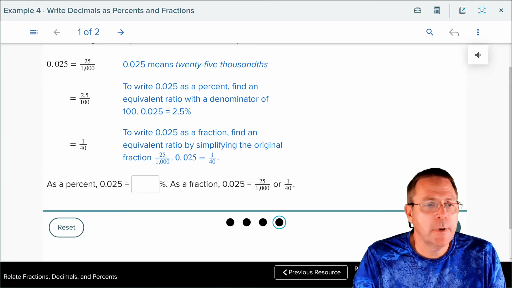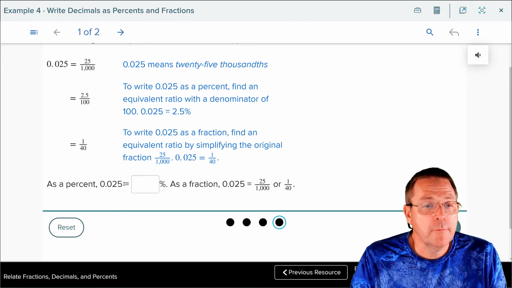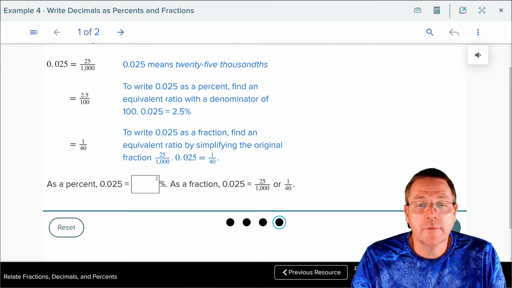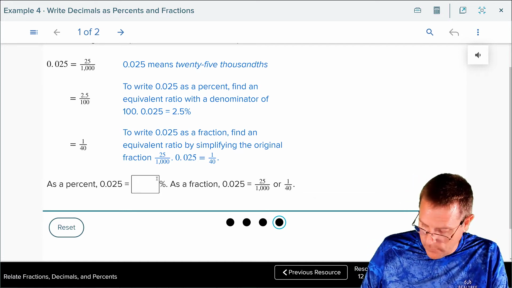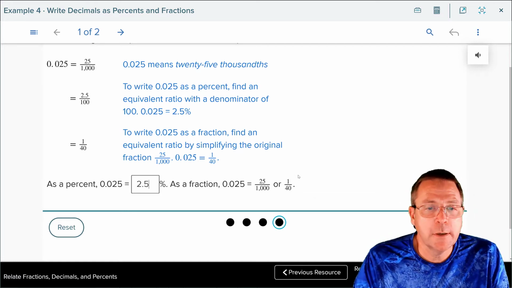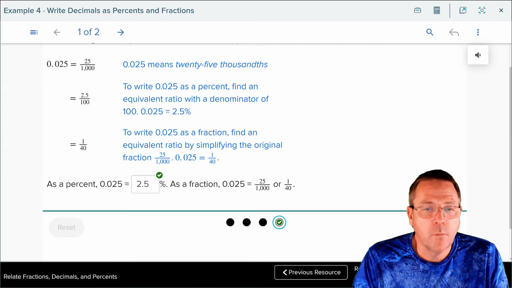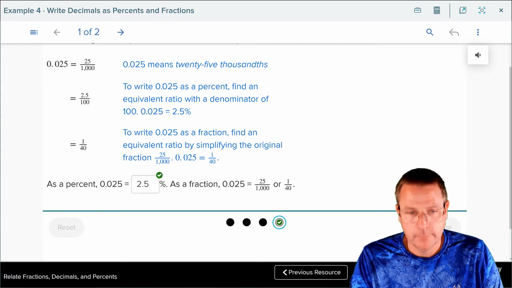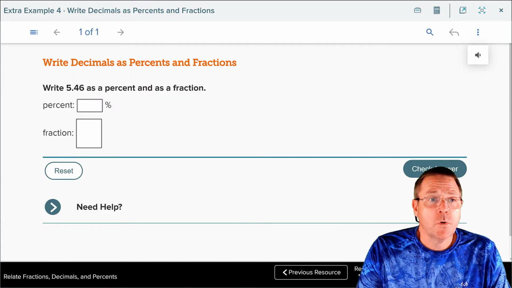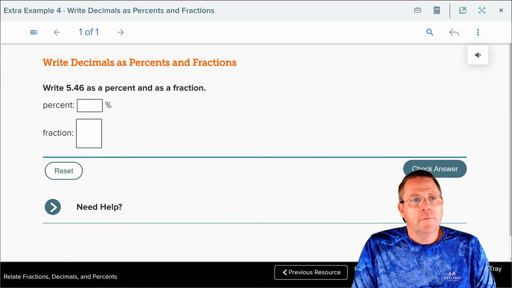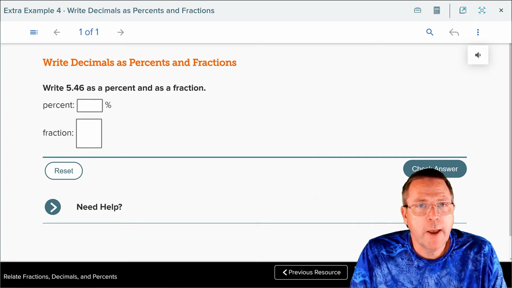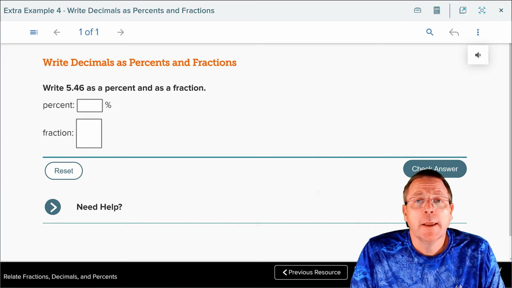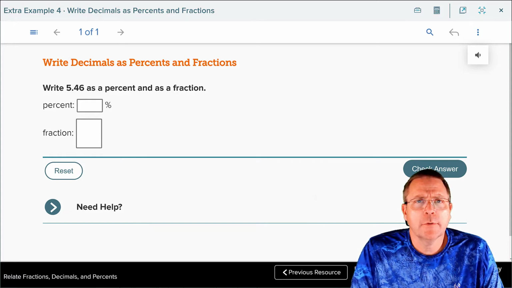Hitting our next slide button, 0.025 is the same thing as saying, what did we come up with? 2.5%. And as a fraction, it is 1 over 40. Our answer checks. Let's keep moving. Now it's going to be your turn. I want you to pause the video, write this value as a percent and as a fraction. Be careful. Show your work. Good luck. See what you can do.